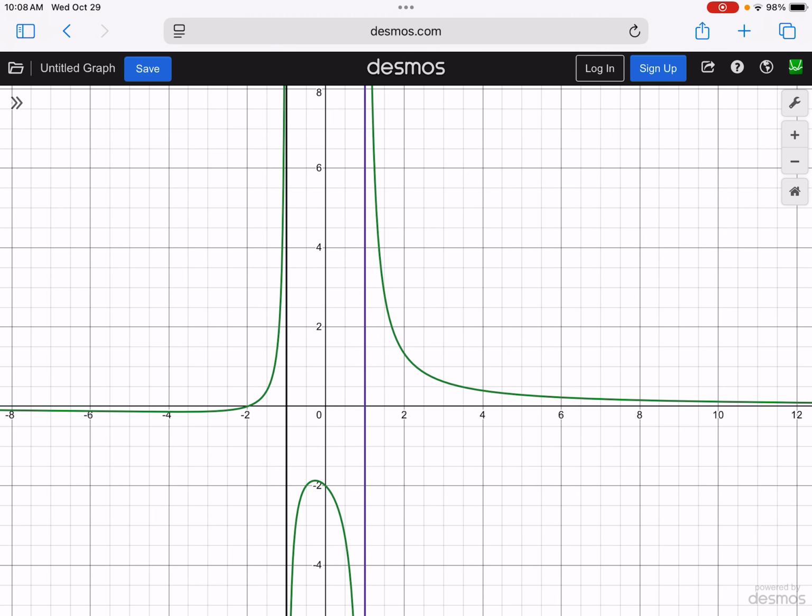Now from here, what are these 1 and negative 1 for this function? Are these the domain for this function, 1 and negative 1?